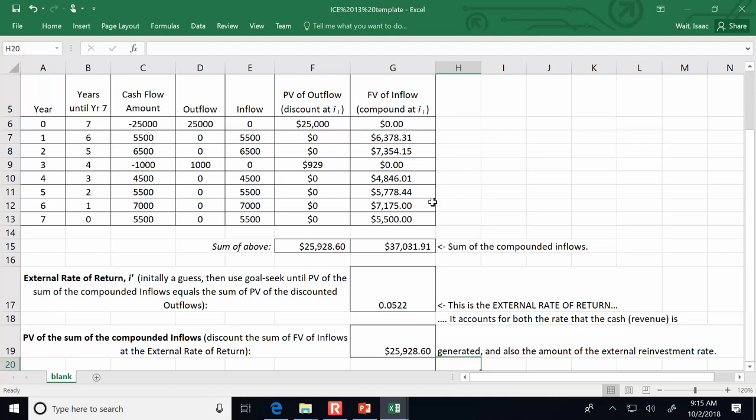So you have to know this well enough that you know the process: take the inflows to the future, take the outflows to the present, relate the two. You're going to have to understand it well enough to do it independently without a given template. Okay, that's it for today. Please remember to hand your in-class exercise paper onto the chair, and I'll see you on Thursday.